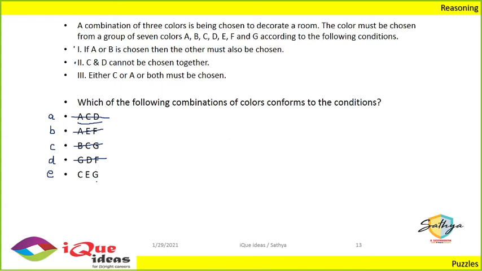Let's take a look at the fifth option. A or B, either both or neither. Well, neither, no problem. C and D not together. Well, C is there and D is not there, no problem. Either C or A or both must be chosen. Well, C has been chosen. This is the one which is meeting all my conditions, and hence that is my answer.